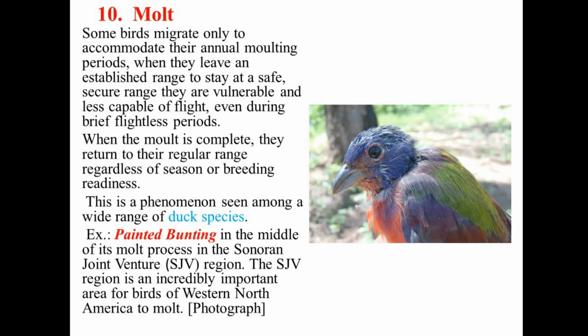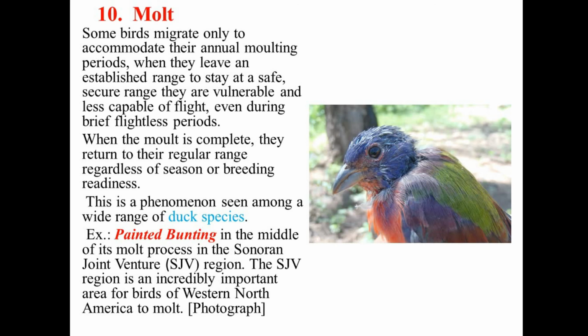Now the next one, the 10th, molt. When the molting of the bird takes place, the animals can become prey, and to avoid that, migration is observed. Some birds migrate only to accommodate their annual molting period, when they leave an established range to stay at a safe, secure range. They are vulnerable and less capable of flight, even during a brief flightless period. When the molt is complete, they return to their regular range regardless of the season or breeding readiness.